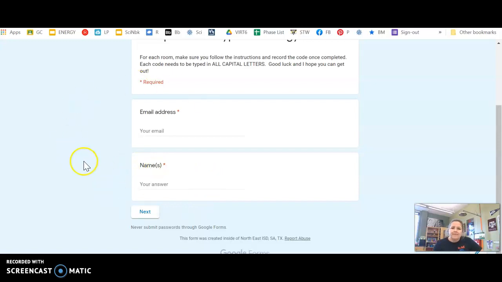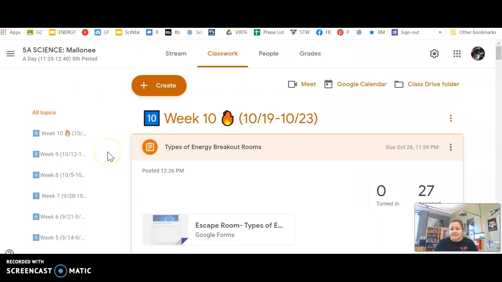Okay, but we will complete this types of energy escape room. At the end of next week, we will have our energy test. So over temperature and thermal energy and conduction, convection, and radiation, and then our energy transformations.